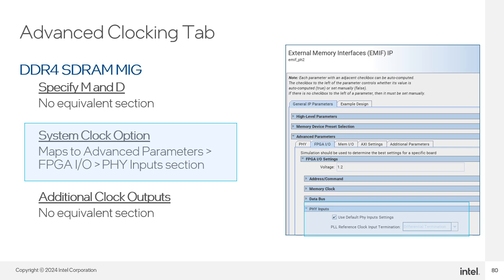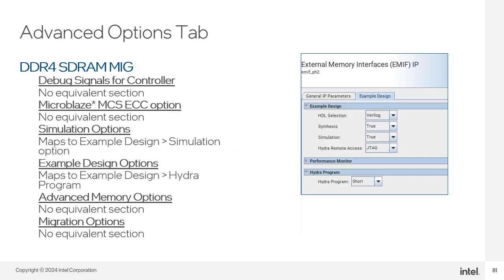There is no equivalent section for additional clock output section, as the IOPLL used for EMIF cannot be used for generating additional output clocks. The simulation option in DDR4 MIG allows users to select the simulation mode. The valid options are BFM and Unisim. The simulation option for the Intel Agilex 5 FPGA EMIF IP serves a different purpose. It lets you decide if you want to generate the simulation design example or not.